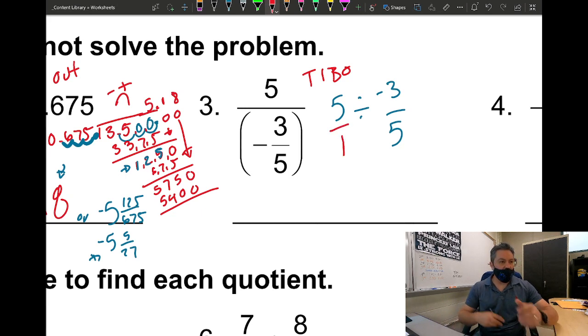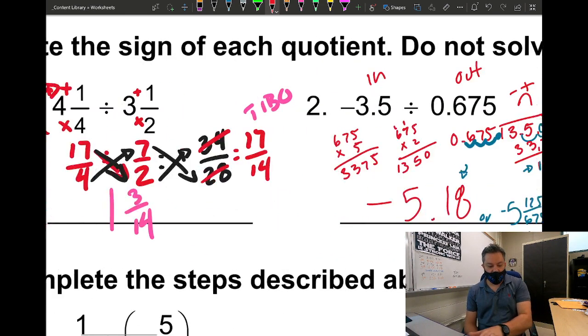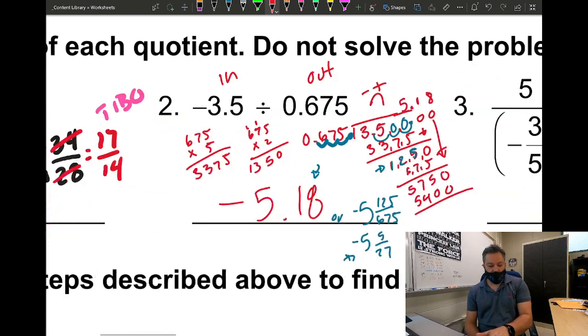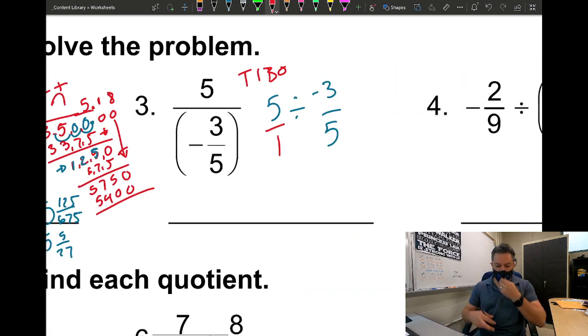Just put a 1 under, right? And which one do you want to do? Do you want to do the keep, change, flip, or do you want to do the cross like we did on number 1? Okay, let's do keep, change, flip.